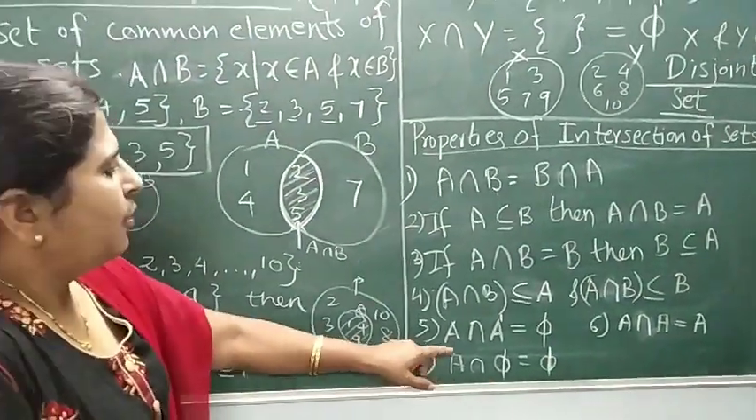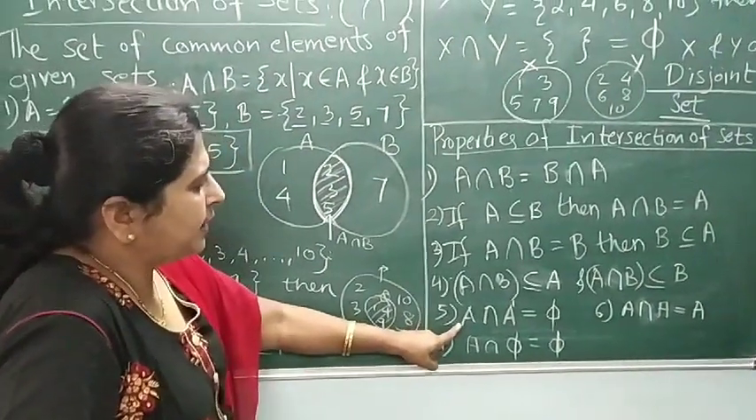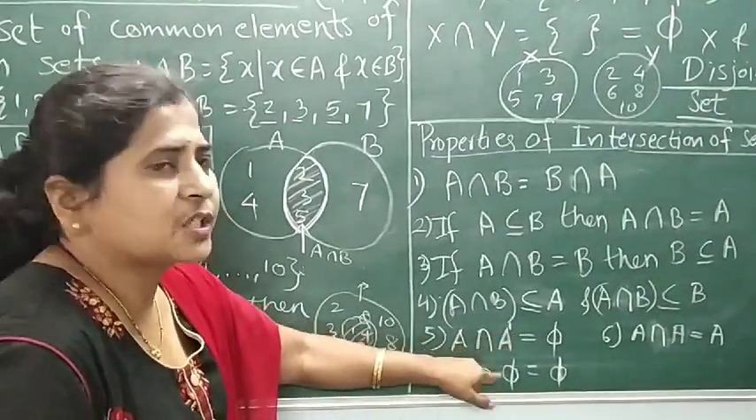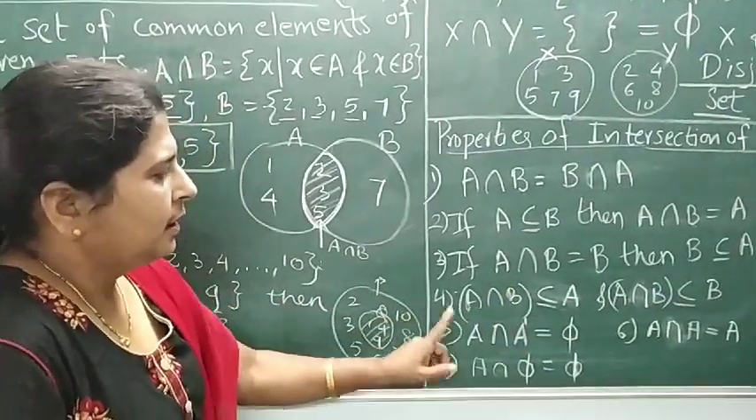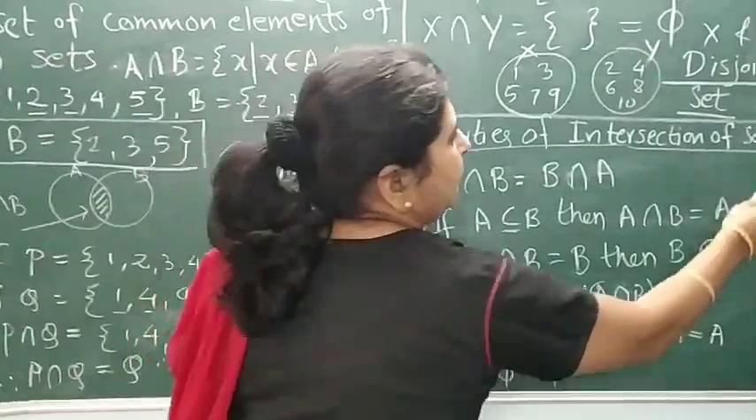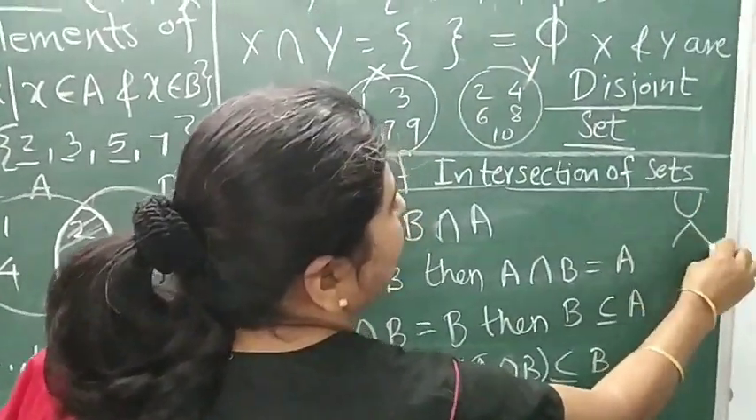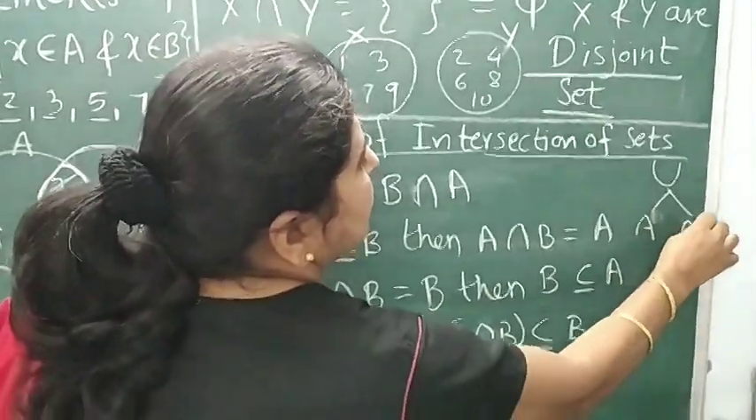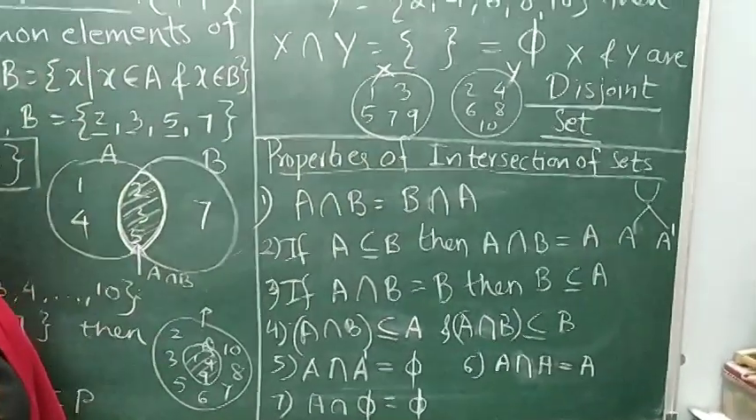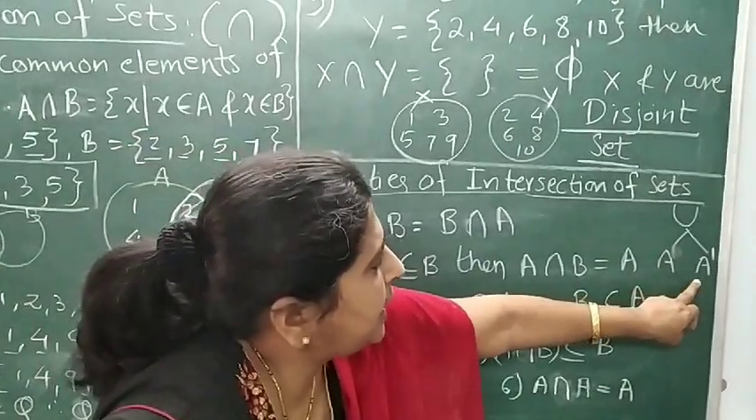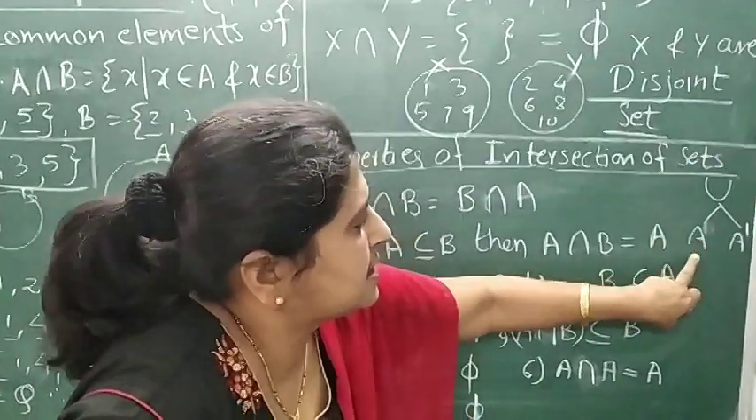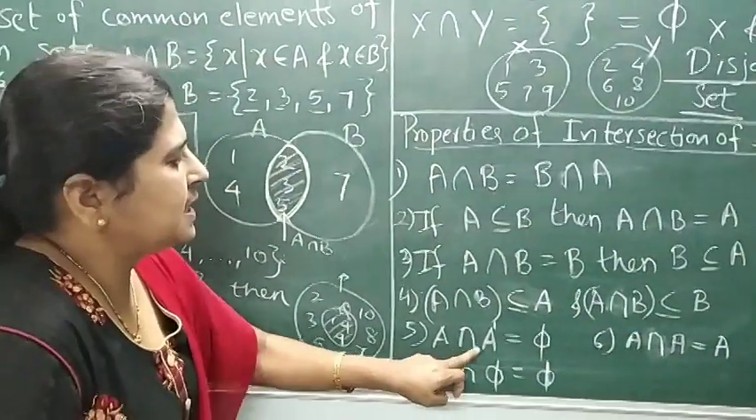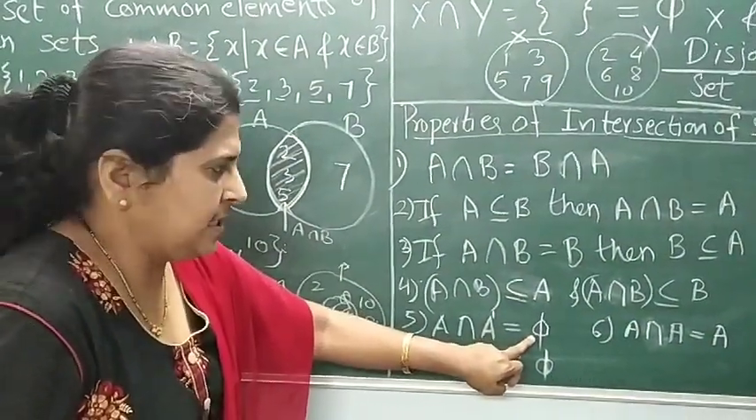Okay. Now let's understand the fifth property. A intersection A dash. What is the meaning of A dash? It's the complement. We have learned that for the given universal set, whatever elements are in set A, the remaining elements we put into the complement of that. So A and A dash are two sets which are disjoint. We don't have anything common. That's why its intersection is an empty set.